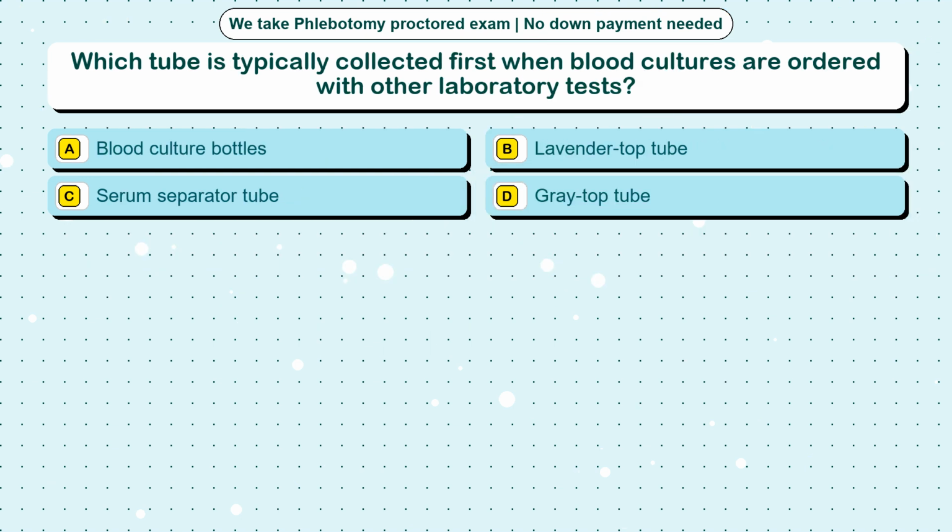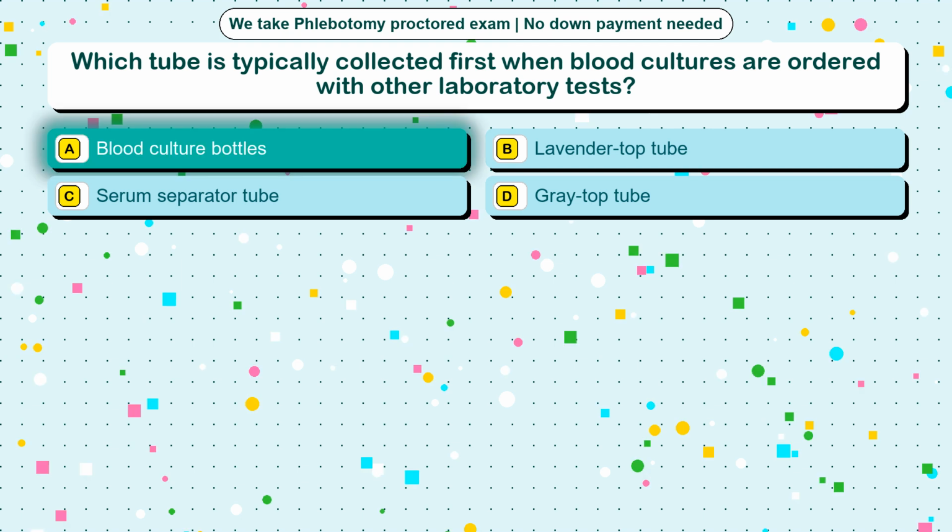Question 39. Which tube is typically collected first when blood cultures are ordered with other laboratory tests? Option A, blood culture bottles. Option B, lavender top tube. Option C, serum separator tube. Option D, gray top tube.